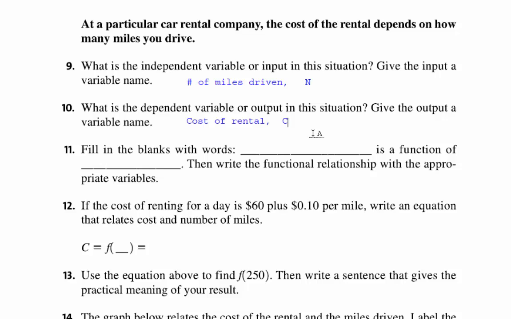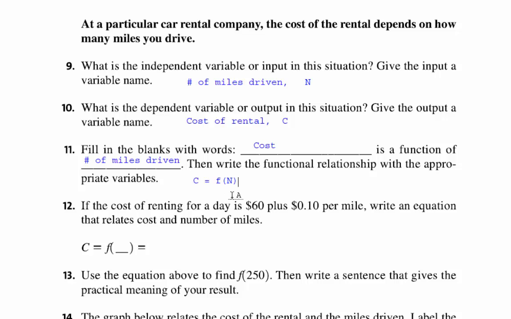And then we're asked to fill in the blank with words. So I'll say cost is a function of the number of miles driven. Then we're asked to write the functional relationship with the appropriate variables. So the variables I used were the n and the c. So you can see I've written cost is a function of the number of miles driven.